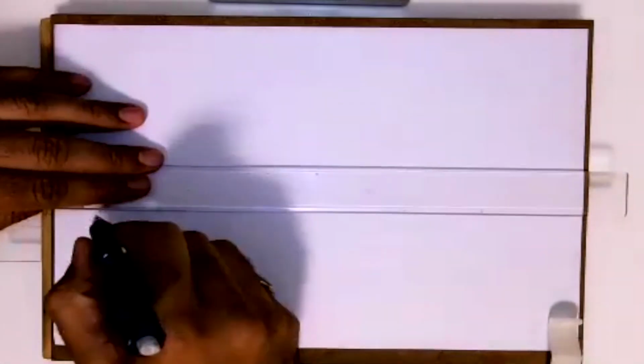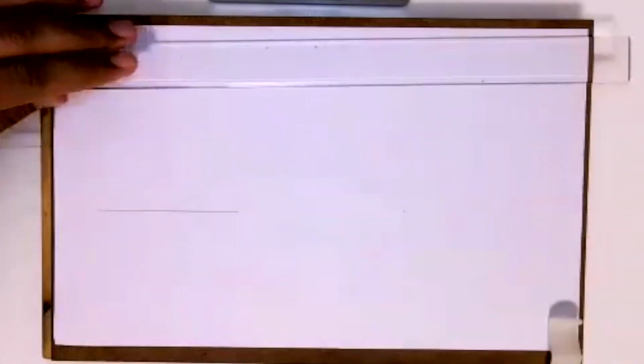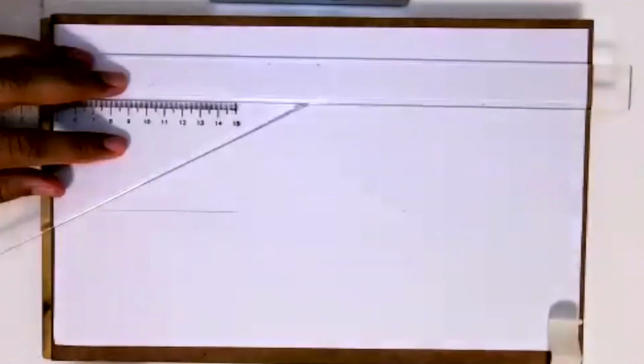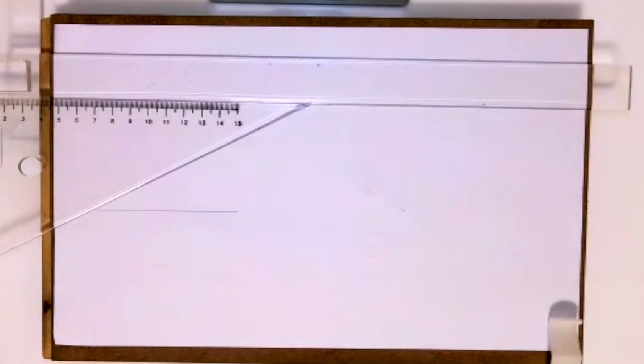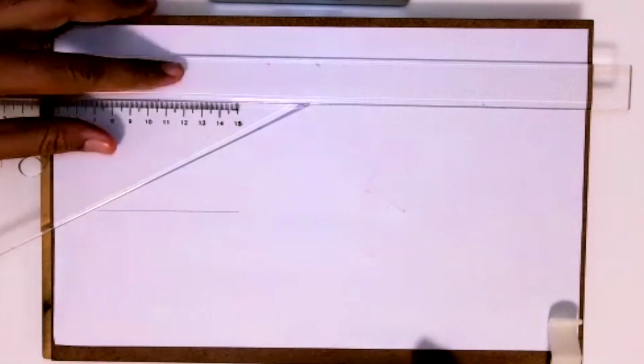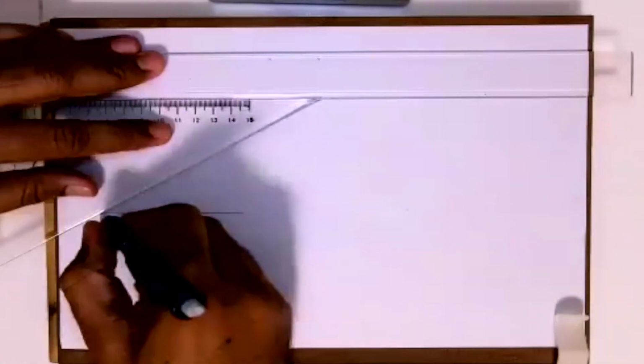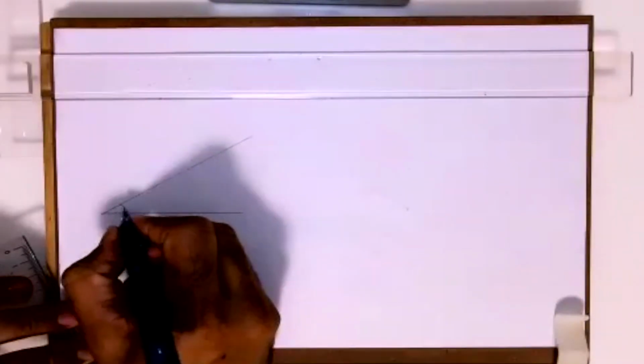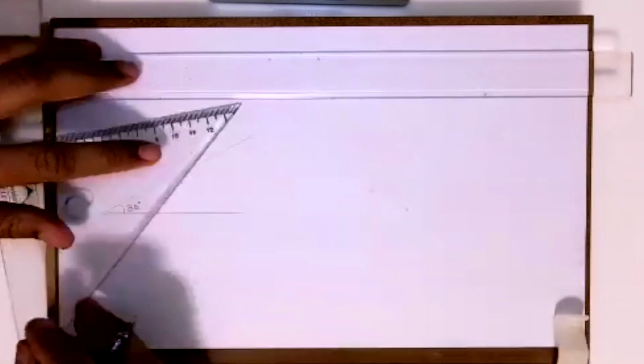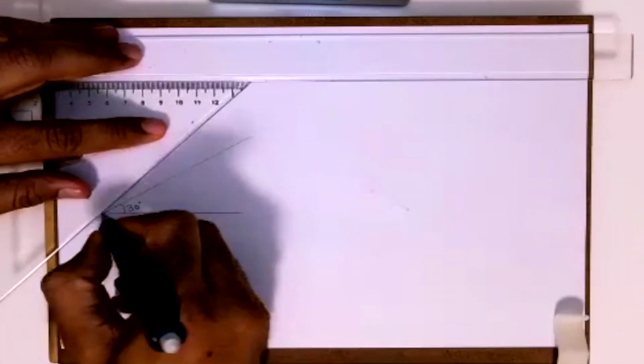So I'm drawing one line and I have to draw 30 degrees. I hope all of you can see this. Okay. So first we will draw 30 degree, then we'll take 45 degree. This is how you will draw the scale.